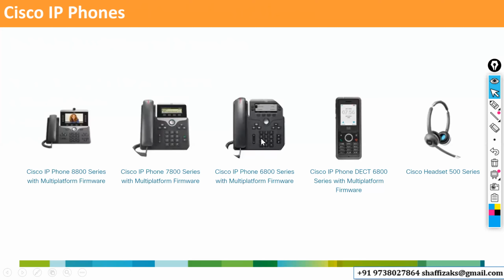This is the very basic 68 series. It has a black and white LCD screen, a small screen, and fewer extensions. Next is the 78 series, which is also a basic model. But the high-end model is the 88 series, where we have the camera, LCD screen, multiple lines, and multiple settings we can configure. We also have Cisco wireless IP phones, which are required for security guards. Those phones can also be registered under the call manager. We have different models, and headsets as well.